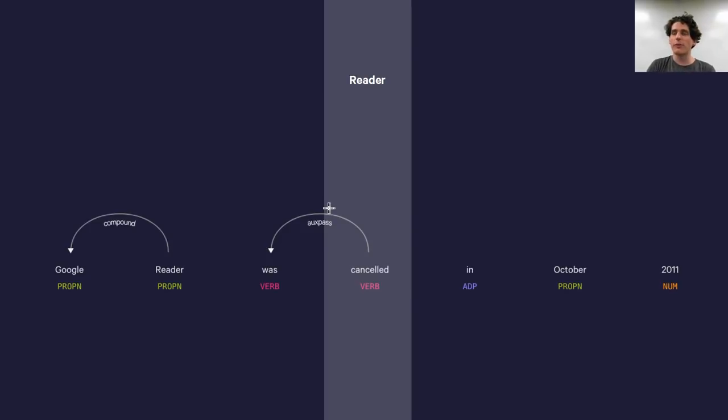So, stepping back a bit and thinking about this, we've got a fixed inventory of actions, and so long as we can predict the right sequence of those actions, we can derive the correct parse.